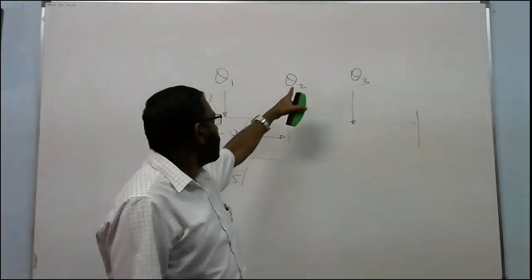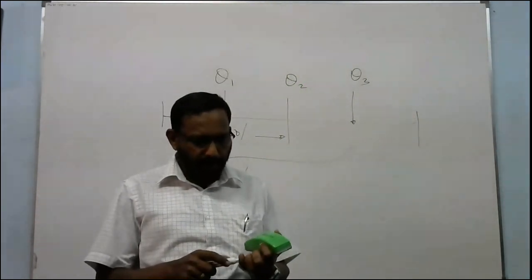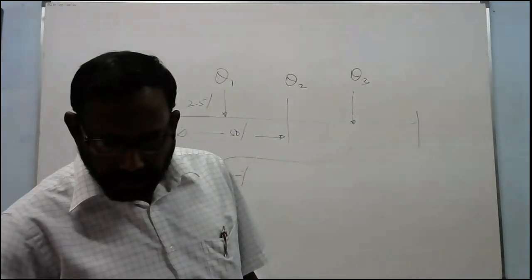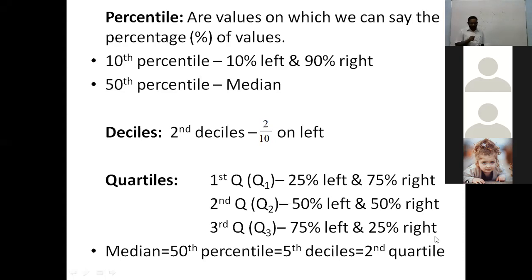Can you tell me there's a specialty with Q2? We can rename Q2 with another name. Median, yes. Q2 is a median, right? So we'll go back to the slide. The first quartile, Q1, 25% left and 75% right. Second quartile, 50% and 50%. And the third quartile, 75% left and 25% on right. So median can be renamed as 50th percentile, 5th decile or second quartile. Okay.